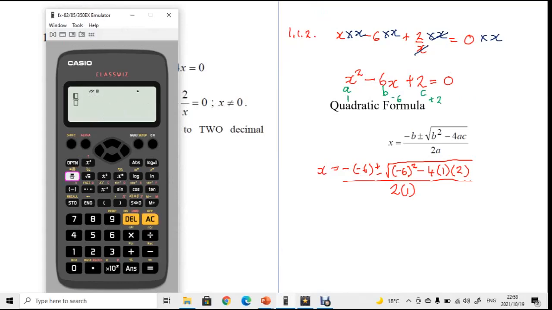So let's get negative of negative 6 minus the square root of negative 6 squared minus 4 times a, which is 1, times c, which is positive 2, divided by 2 times 1. So we're just going to enter that as it is. Okay, so our first solution is going to come out as a fraction, but remember our instruction is to keep this to 2 decimal places. So we're going to convert that to a decimal number, and we've got 0.35.